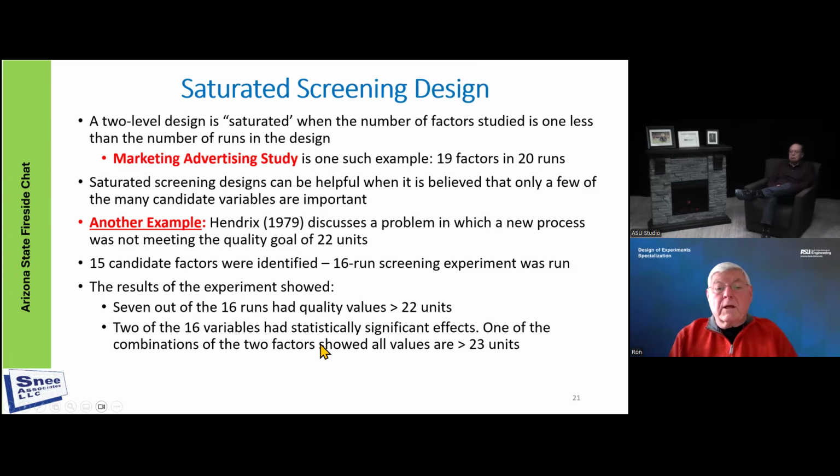And 2 of the combinations of the 2 factors had all values greater than 23 units. Of course, there's analysis with all this, but you can just simply look at the data and you can see these results. So, problem solved, case closed. Screening experiment, got the data, looked at it, and they got useful results.